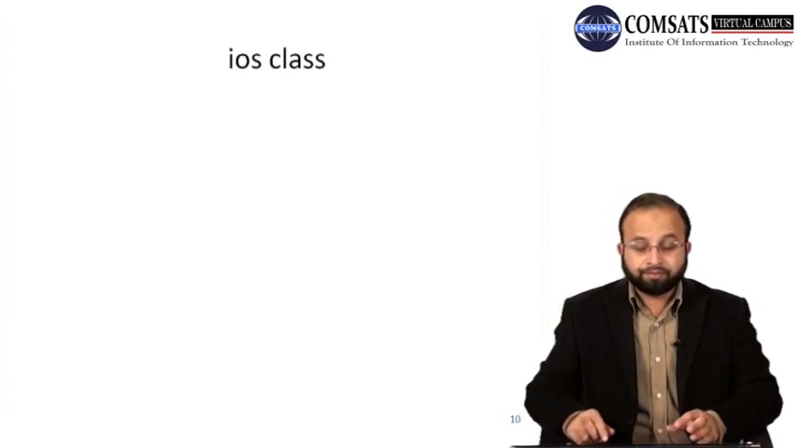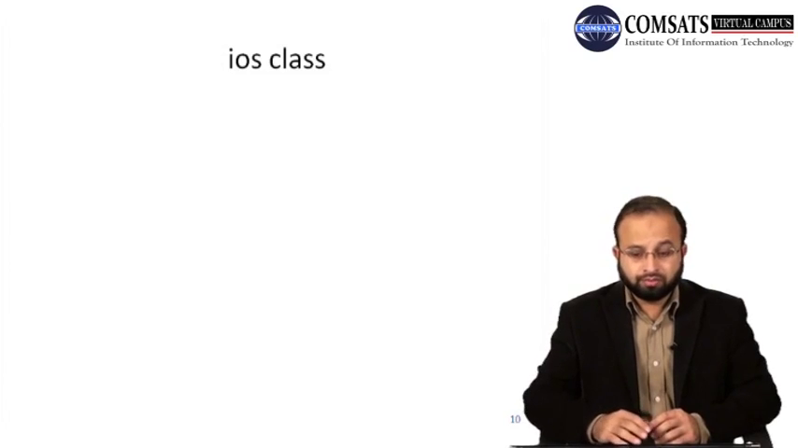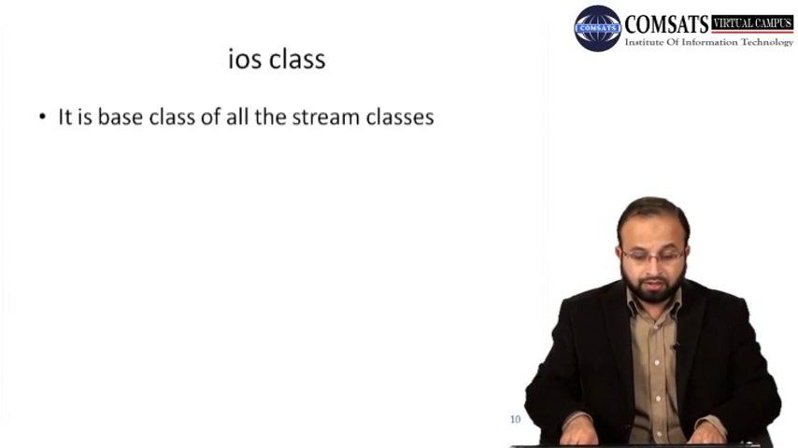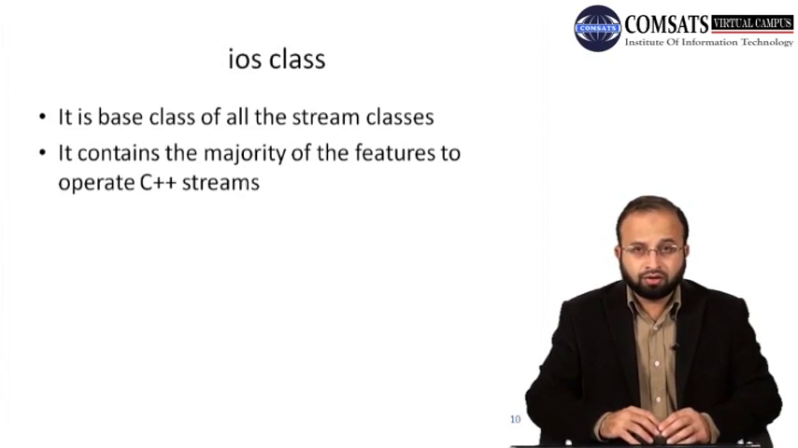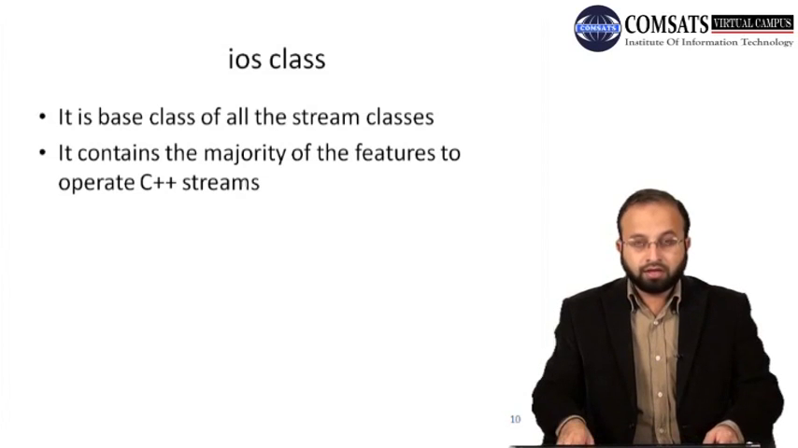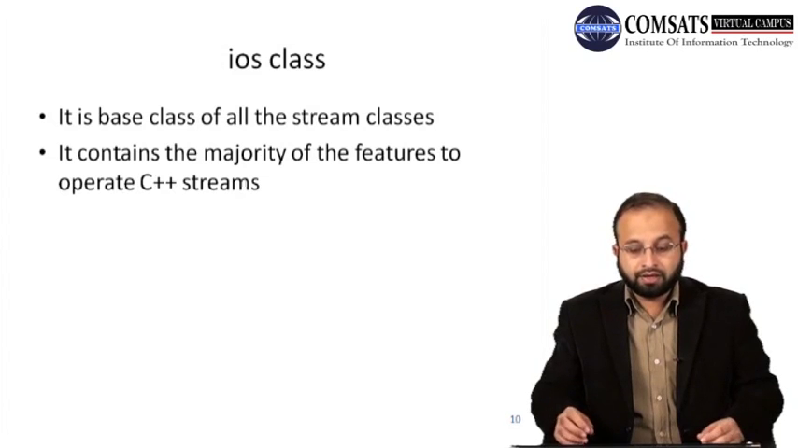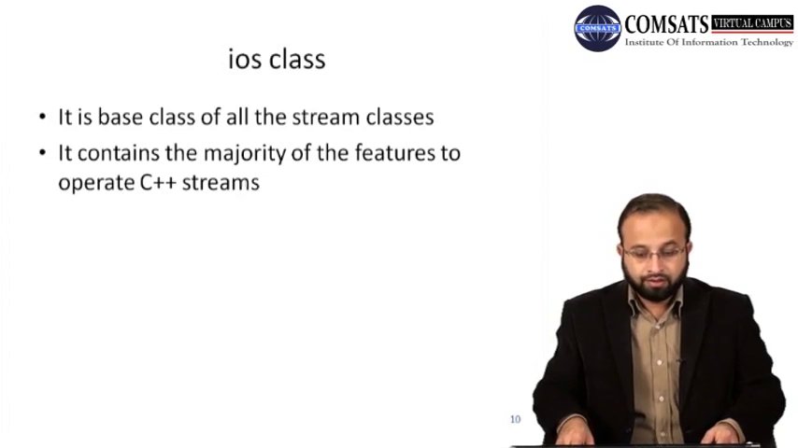Now the ios class is usually the base class of all the stream classes, and it contains the majority of the features to operate C++ streams. So it contains the major or necessary features to operate C++ streams, right? So the ios class contains most of the features of all the streams in C++, whether it is basic IO streams or file IO streams, most of the functionality is contained within the ios class, right?